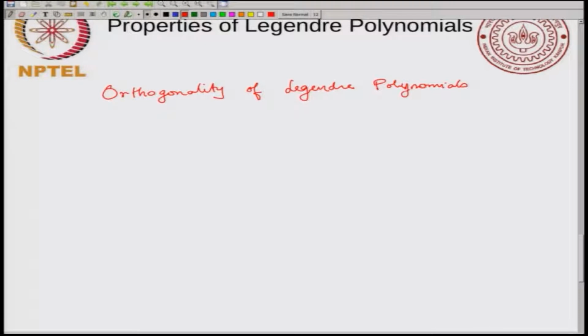What this means is that if you take the integral from minus 1 to plus 1 of P_n(x) P_m(x) dx, so you are taking the nth Legendre polynomial and the mth Legendre polynomial, both functions of x, multiplying them and integrating from minus 1 to 1, then this is equal to delta_nm. That means this is equal to 0 if n is not equal to m and equal to 1 if n equals m.